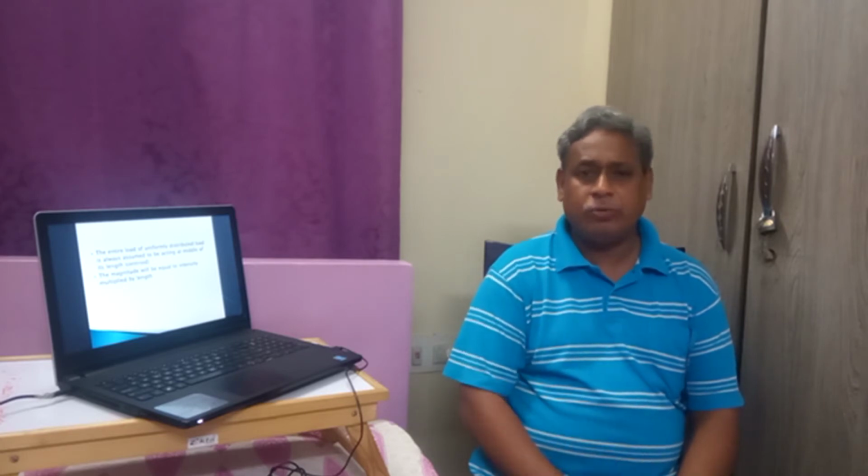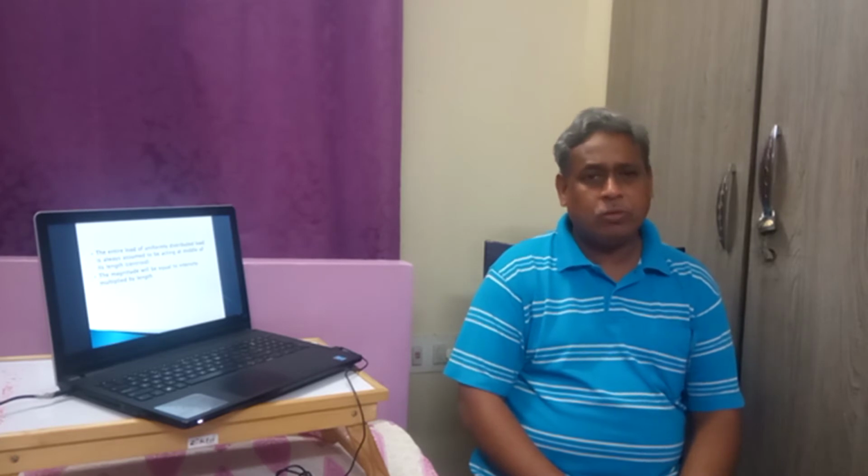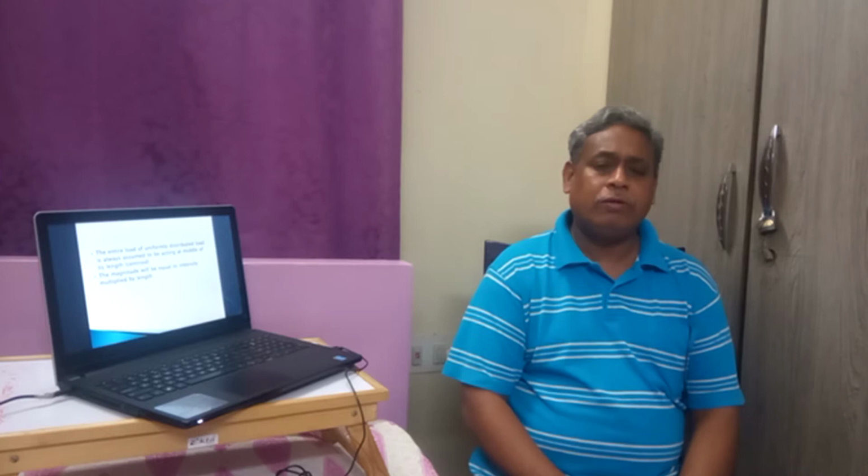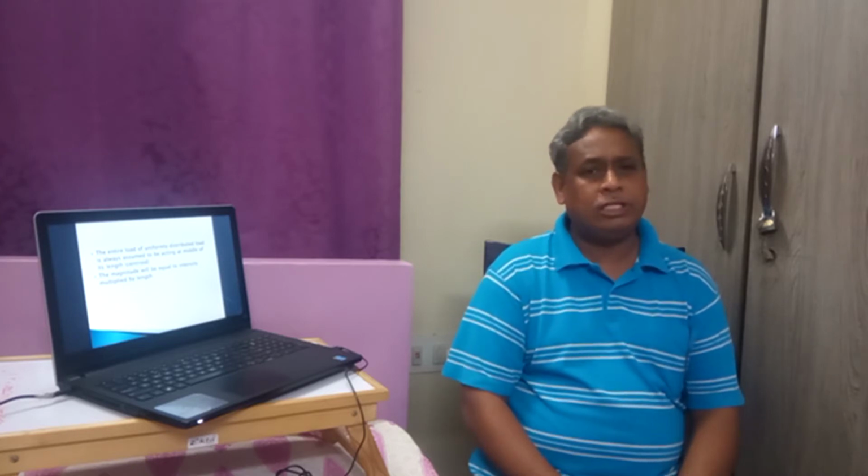When we load only up to some length of the beam, that length divided by 2 will give you the midpoint of the loading. Magnitude will be equal to intensity multiplied by the length of the loading. The loading need not be throughout the length of the beam. So only the portion up to which we have applied the load, we will multiply that distance into intensity to get the total load applied on the beam.